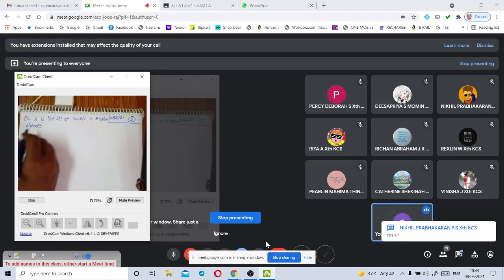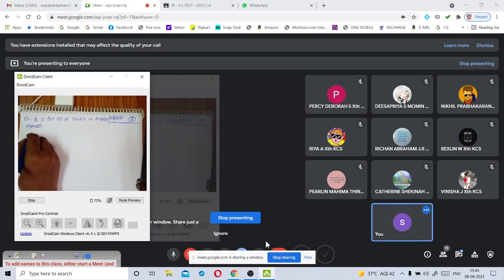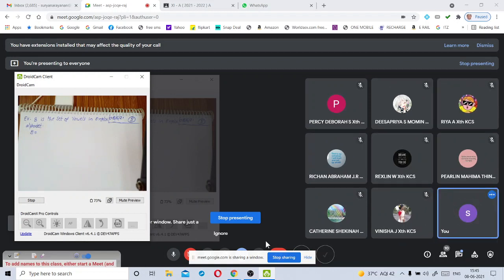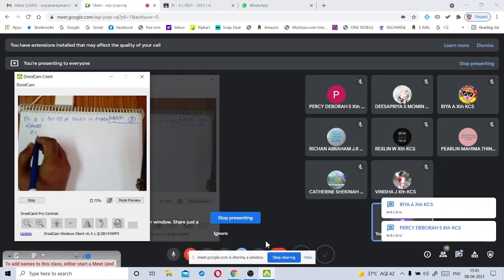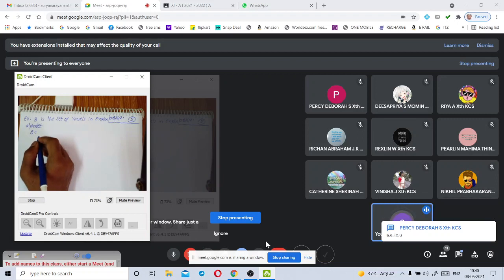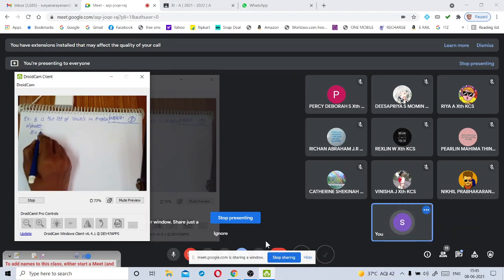Yes. So we have to write this set in the roster form. How do you write? What are the vowels in the English alphabet? Very good, very good. Ria, very good. Percy, very good. A, E, I, O, U.